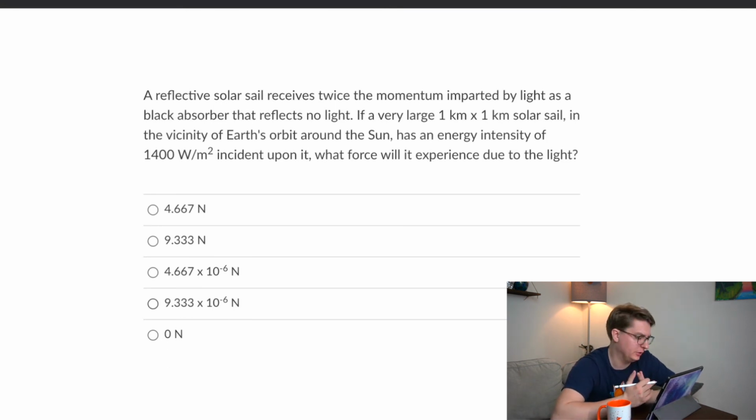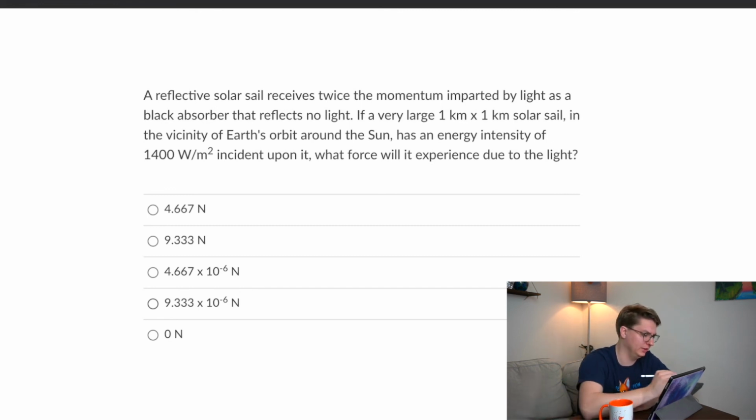A reflective solar sail receives twice the momentum imparted by light as a black absorber that reflects no light. If a very large 1 kilometer times 1 kilometer solar sail in the vicinity of Earth's orbit around the sun has an energy intensity of 1400 watts per meter squared incident upon it, what force will it experience due to light?